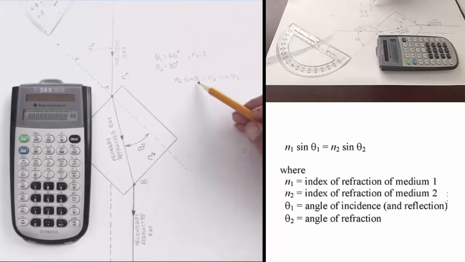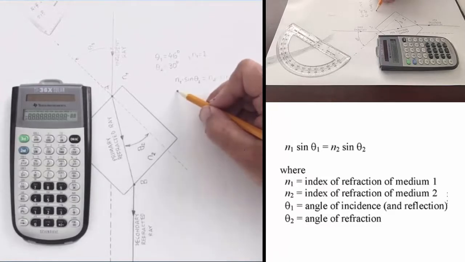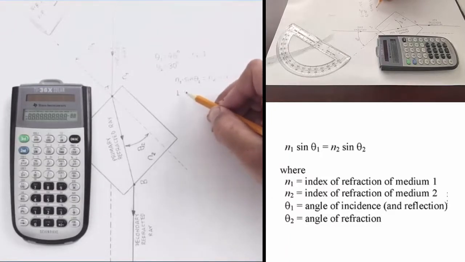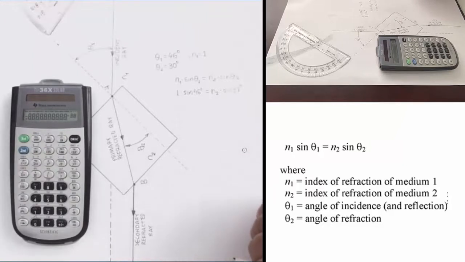And then angles theta 1 and theta 2 are the two angles that we just measured, the incident angle and the refracted angle. So now we are going to substitute 1 for n1 times sine of 46 degrees is equal to n2 times sine of 30 degrees. And as a next step, we are going to calculate these two trigonometric functions.